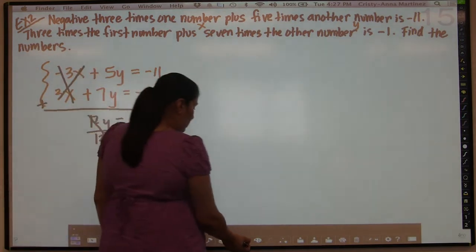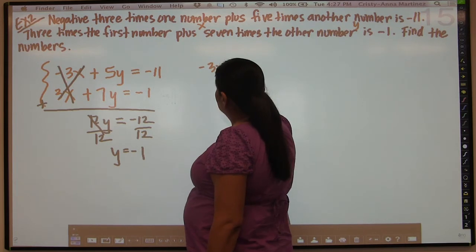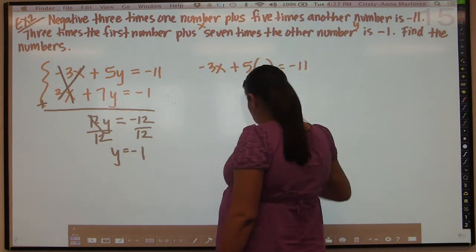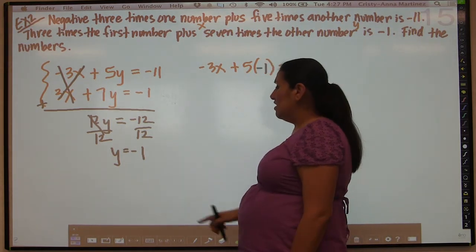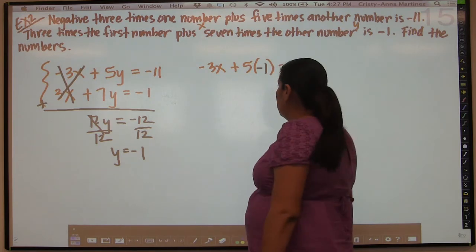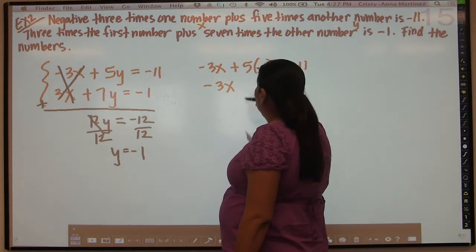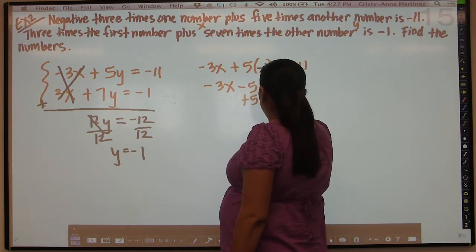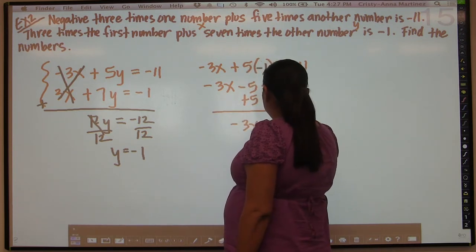Then we go back to either one of the original equations. Negative 3x plus 5 times y equals negative 11. And we're going to replace the y with negative 1 because that's what we got in the first part. And then we solve for x. So negative 3x minus 5 equals negative 11. We add 5 to both sides. And negative 3x equals negative 6.